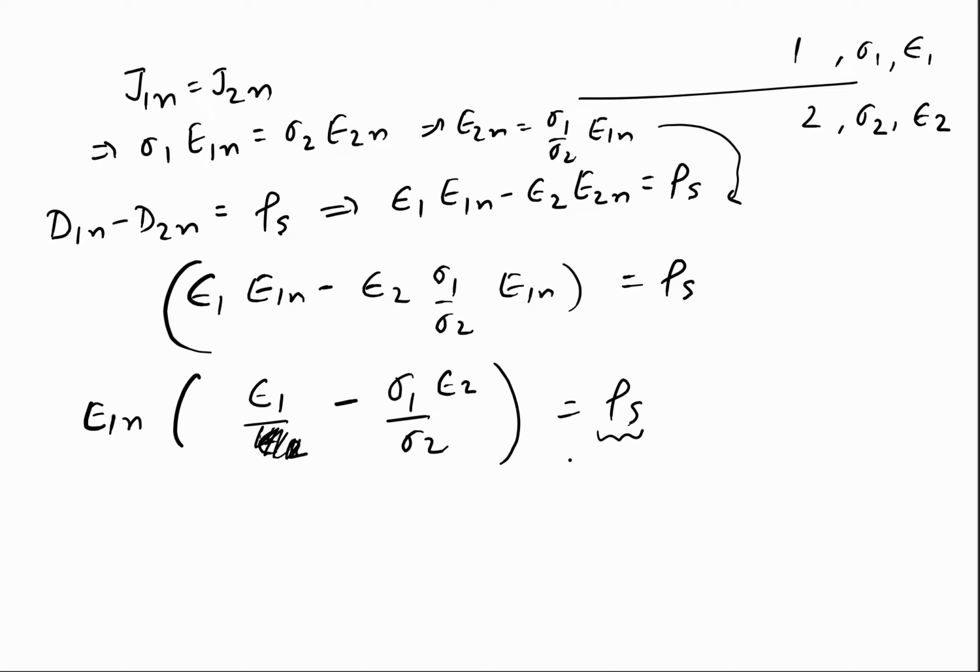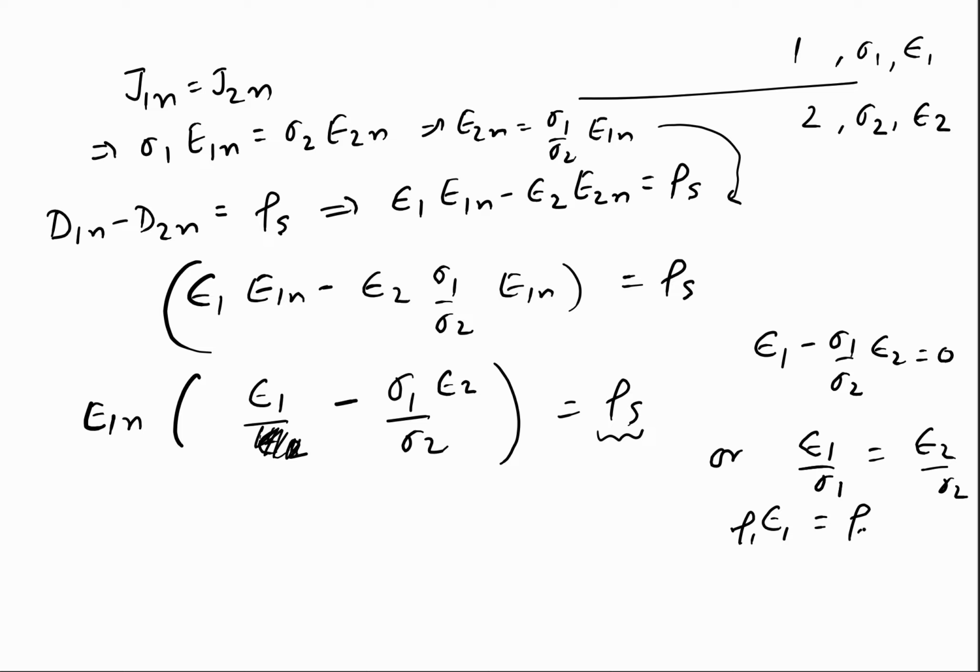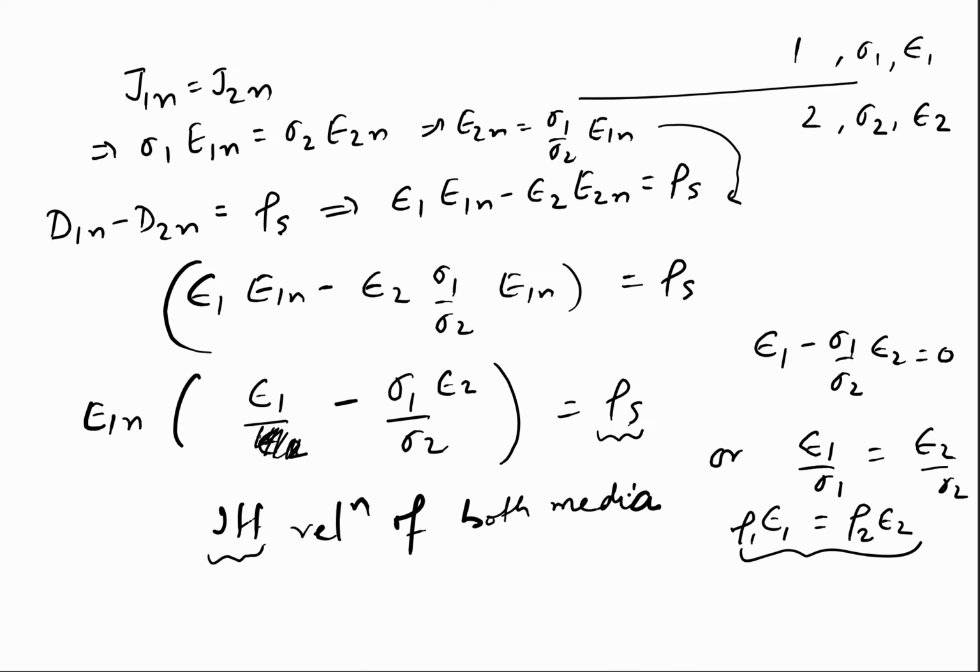Now this surface charge will be 0 if and only if epsilon 1 minus sigma 1 by sigma 2 epsilon 2 is equal to 0, or epsilon 1 by sigma 1 is equal to epsilon 2 by sigma 2, or the relaxation time constant of the medium 1 is equal to the relaxation time constant of the medium 2. So there will not be a buildup of any surface charge density on the interface if and only if the relaxation times of both media are equal. But this is a very ideal case, and usually it cannot be possible that these relaxation times are equal.